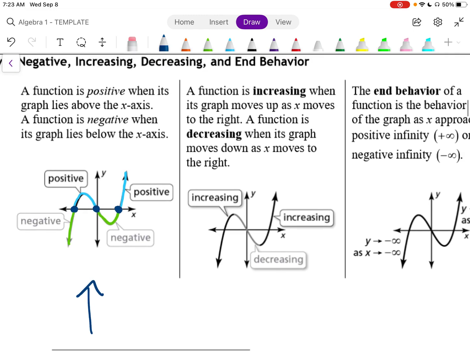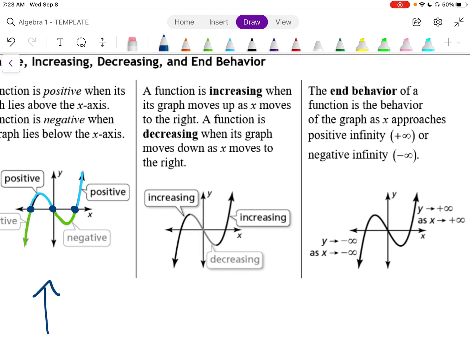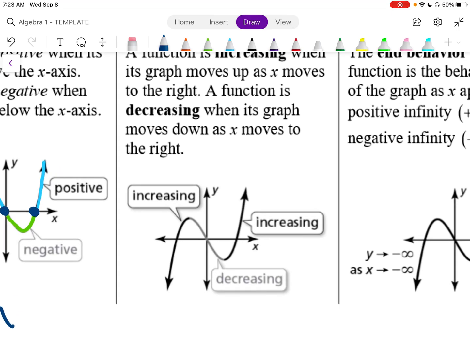Next up, a function is increasing when its graph moves up as x moves to the right. A function is decreasing when its graph moves down as x moves to the right. I normally think about a toy car driving from left to right. We read from left to right. The car drives from left to right. So we have our little car here. Maybe there's a person sitting in it. All right, that's a really bad car, but that's okay.